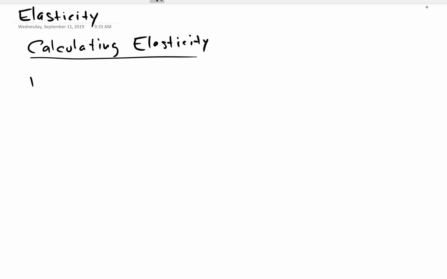Okay, so we're talking about calculating, and for now we can think of there as being two methods. So I'm going to show you one method, and then I'll show you the one they use in the textbook and kind of explain why there are these two different methods. So the first one is our point method.